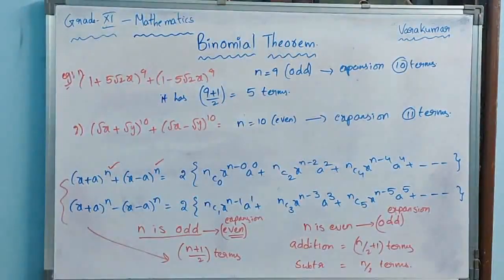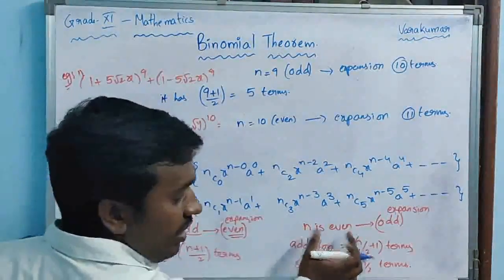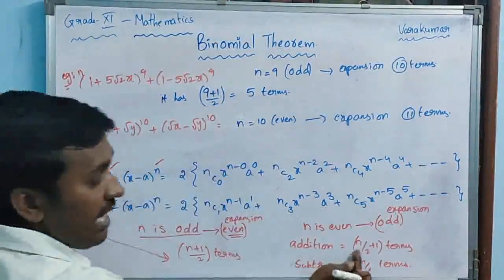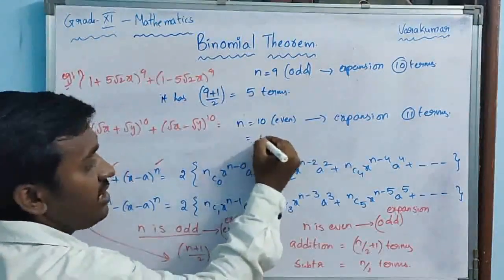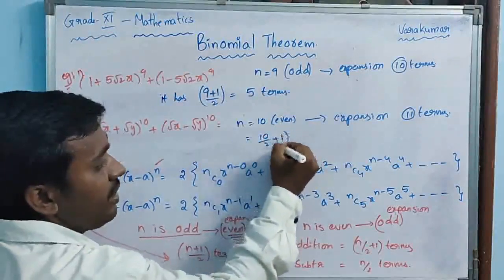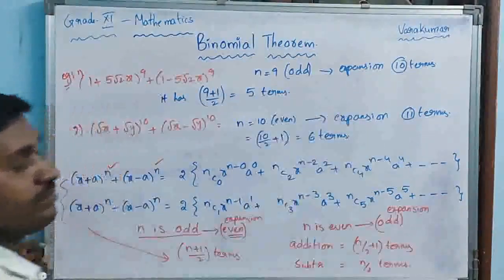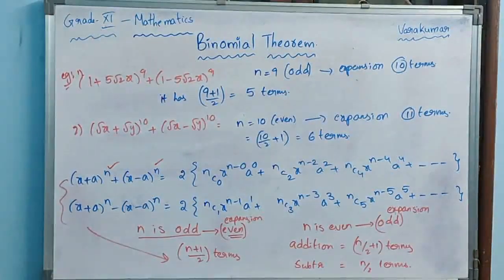So according to the definition, if n is even in the addition, here we are doing addition, right? So it has n/2 + 1 terms. It is 10/2 + 1. It means 6 terms will be there in the expansion. So this is a clear application. Clear? Fine. Now let us do the expansions.